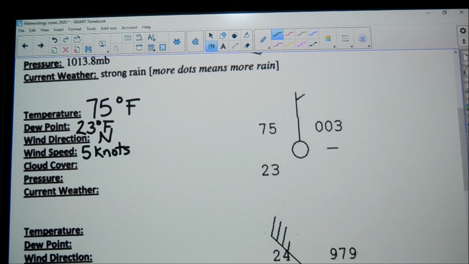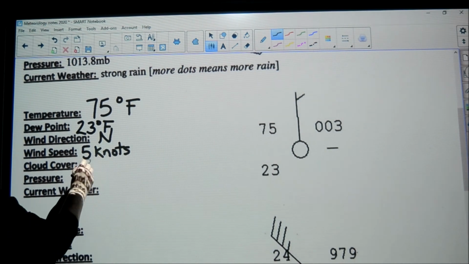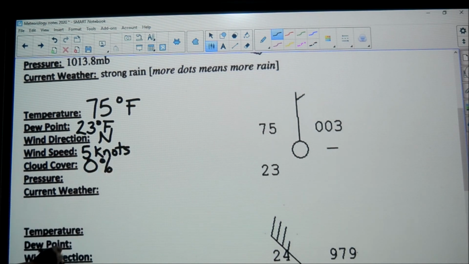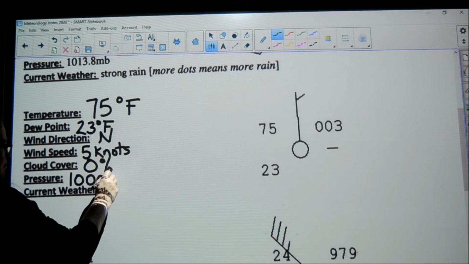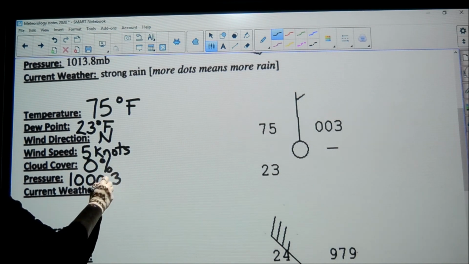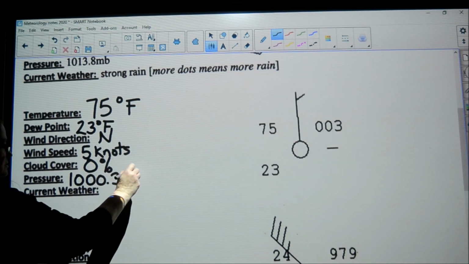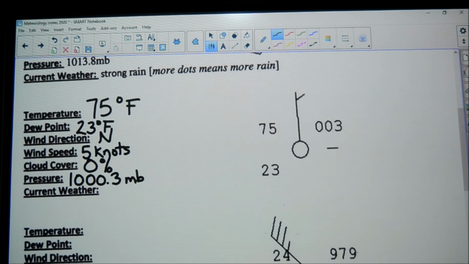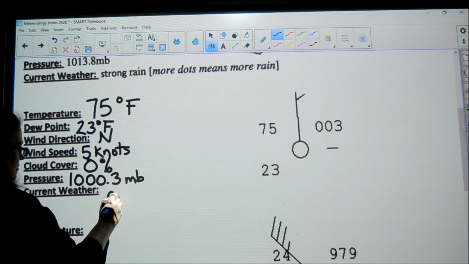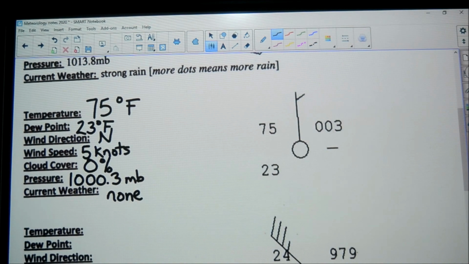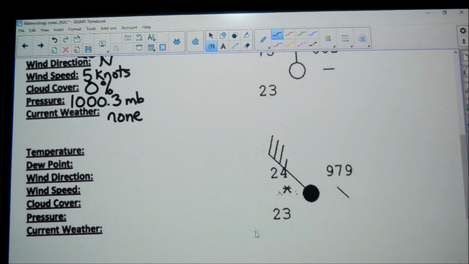Cloud cover, none of it is colored in, so 0%. My pressure, first digit is a 0. So remember, 0 to 4, I'm adding a 10 in front of it. Put a decimal between the last 2 digits and add millibars. Current weather, I don't have any symbols, so none. Next one.